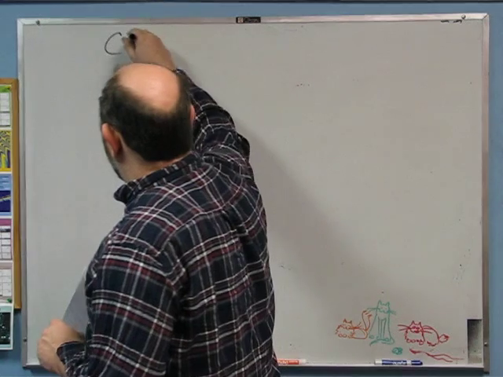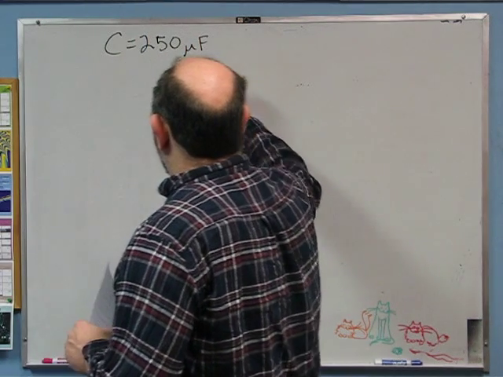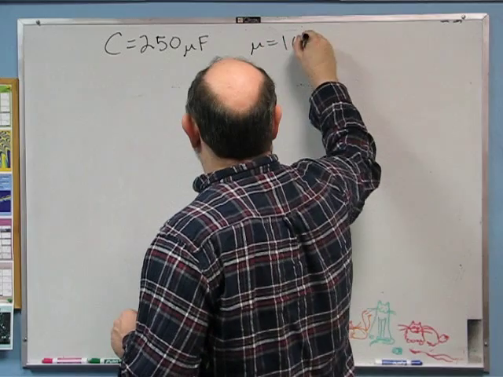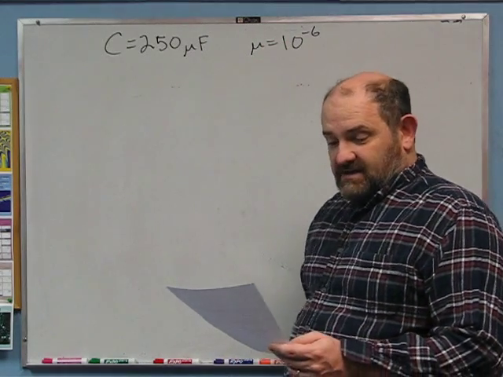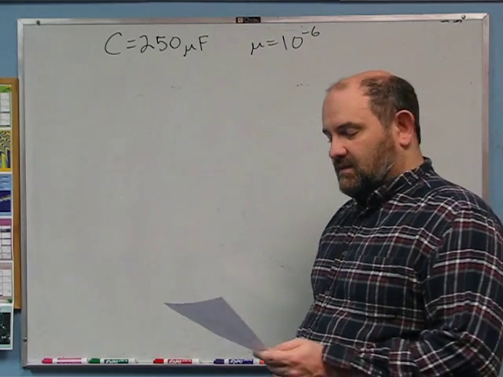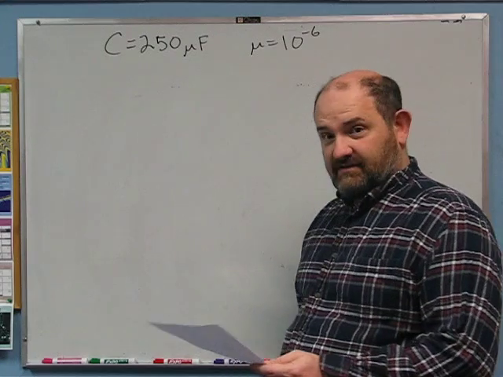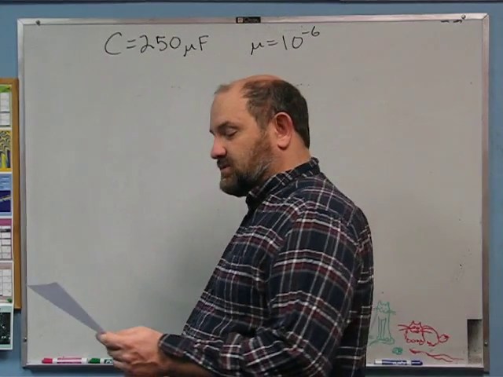All right, so first problem. A capacitor with capacitance C equals 250 microfarads. All right, and remember, micro is a prefix that means 10 to the minus sixth. It is built from a pair of conductors with nothing, i.e. vacuum, between them. So what that means is that the relative permittivity of that thing is just one, so you don't have to worry about it. It's connected to a 12-volt power supply.